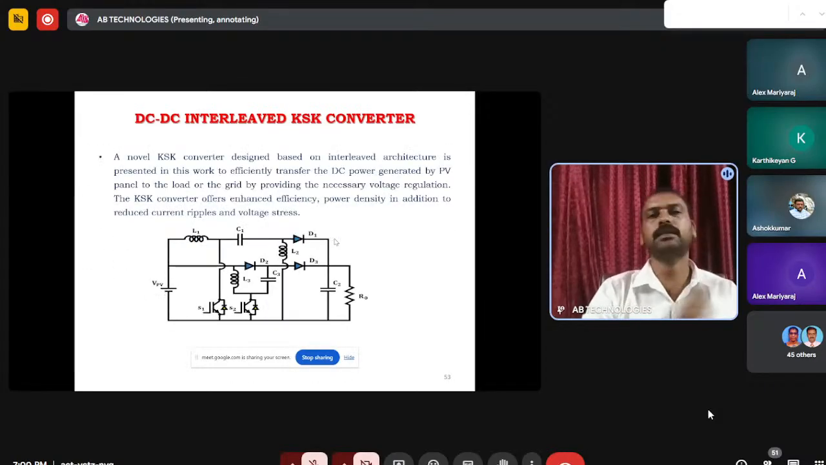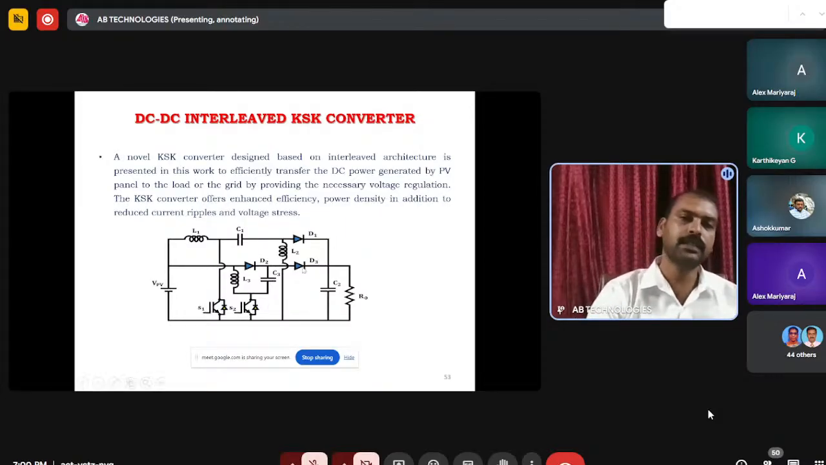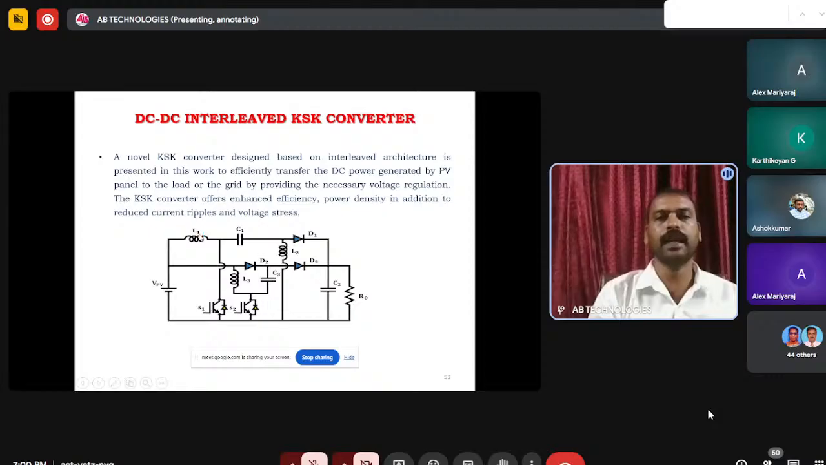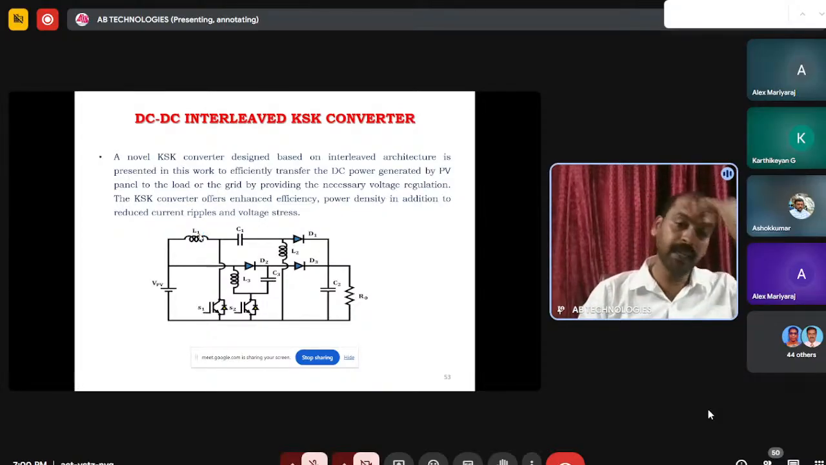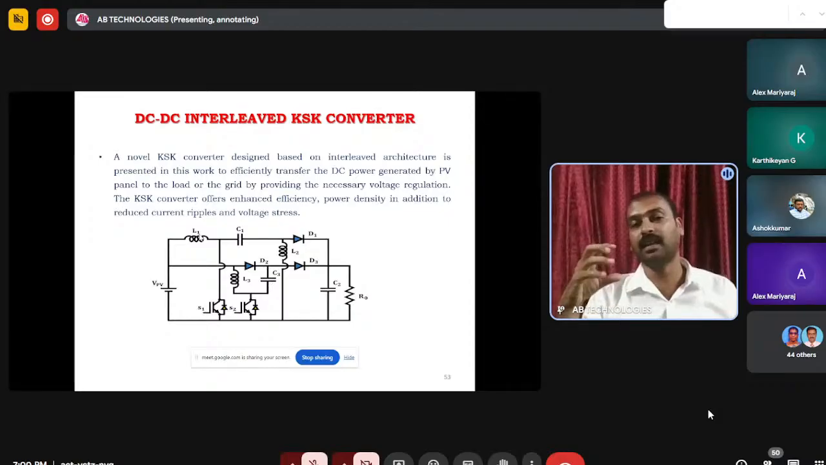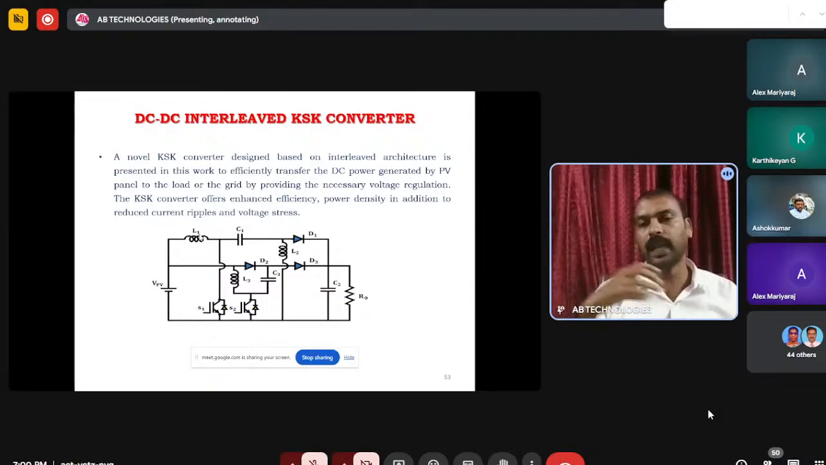So this combination is the converter I developed, called the interleaved AICTE converter. Here you can see an inductor on the input side and also on the output side. So definitely it can maintain both the input as well as the output current as continuous. On the converter side itself, we can expect more than 95% efficiency.